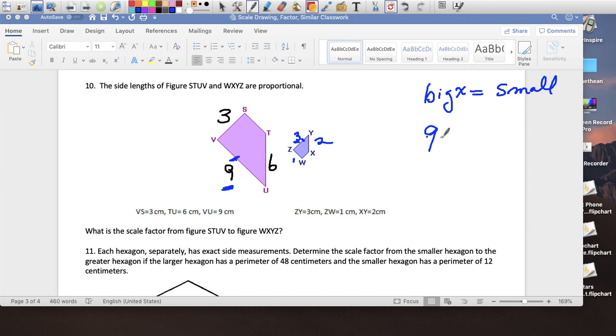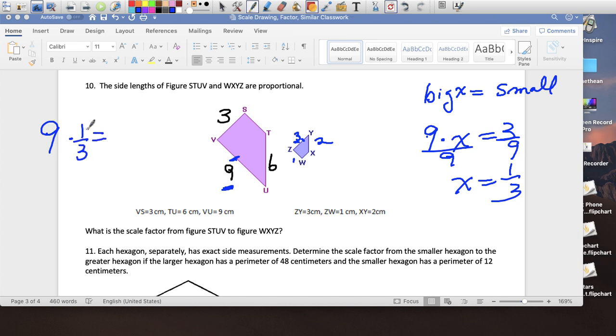So that 9 somehow multiplied by something that we don't know became a 3. So our scale factor, right, first of all, is going to be a number less than 1 because it's decreasing. Right, so let's solve this. Divide by 9, divide by 9, and x equals 1/3. Well, that makes sense, so let's just try it out. 9 times 1/3 is indeed 9 times 1 is 9, divided by 3 is indeed 3.